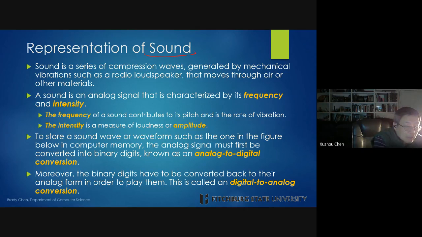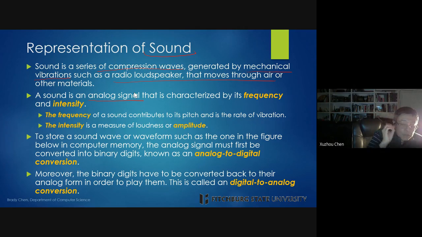Sound is actually a series of compression waves generated by mechanical vibration. If you play with a string, the string is going to vibrate and make a sound. When you speak, your vocal cords vibrate, which generates a sound. Your speaker also sometimes uses a paper cone that vibrates to generate a sound. So a sound typically can be recorded as an analog signal.